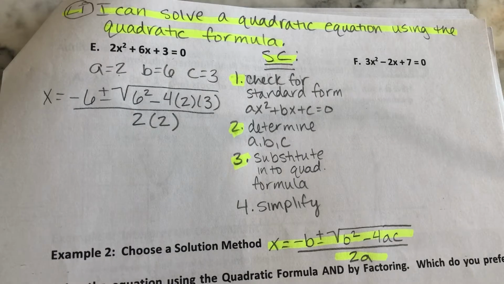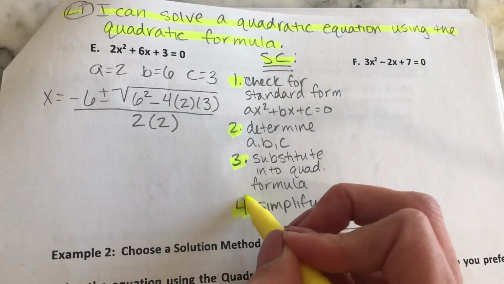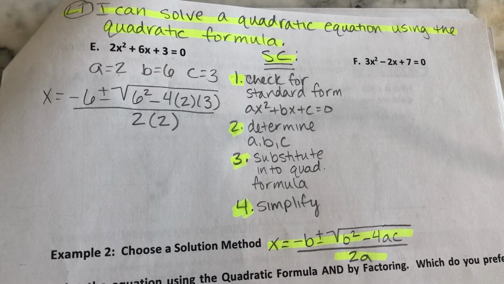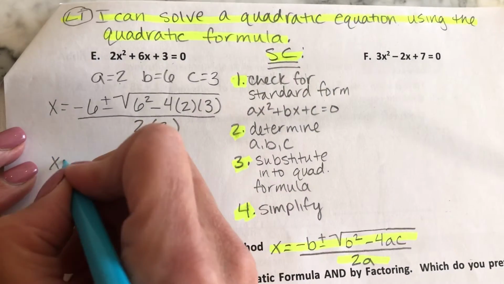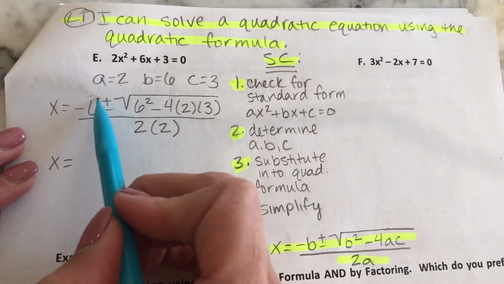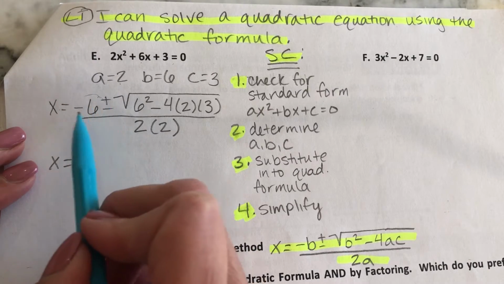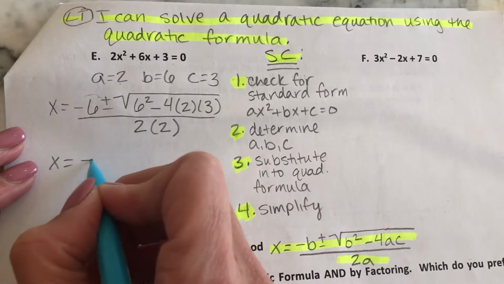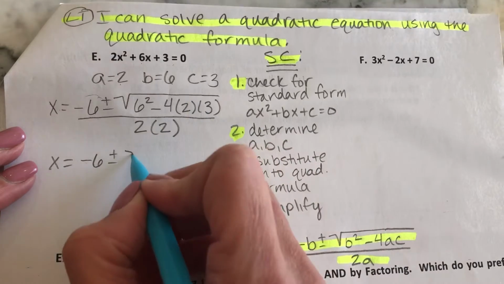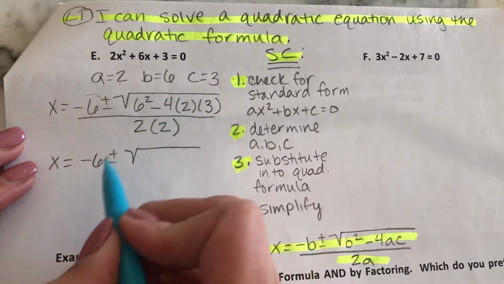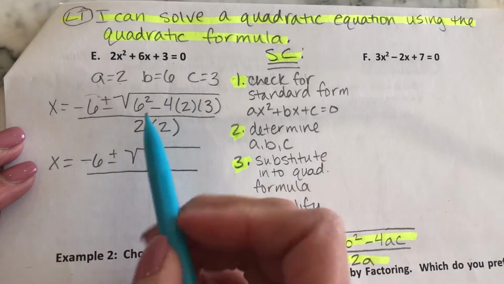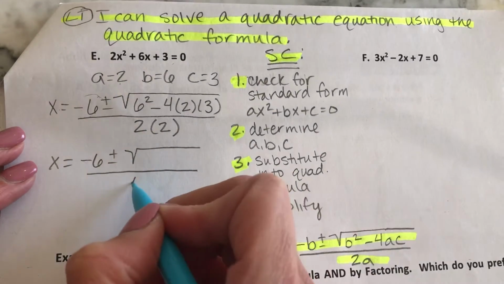All right, now here comes the tricky part, simplifying. So to simplify, we're going to start by simplifying the easy stuff. So the easy stuff would be out here. Sometimes it's negative, negative. When it's negative, negative, we turn it to a positive, but not in this case. It just stays negative 6 plus or minus square root. I'm going to take care of that square root in just a second. And then do 2 times 2 is 4.